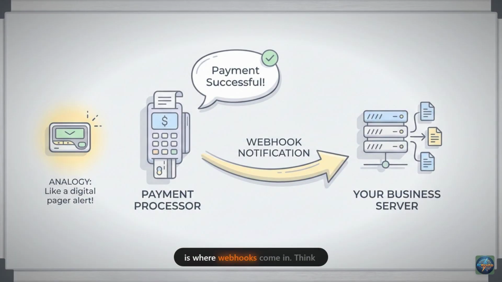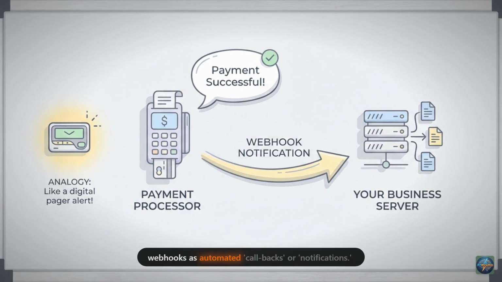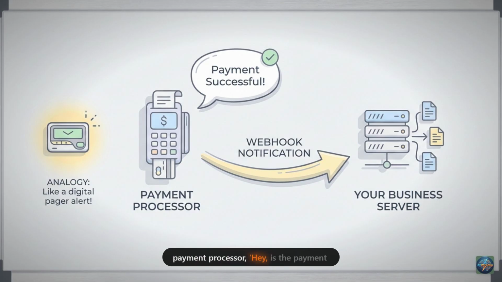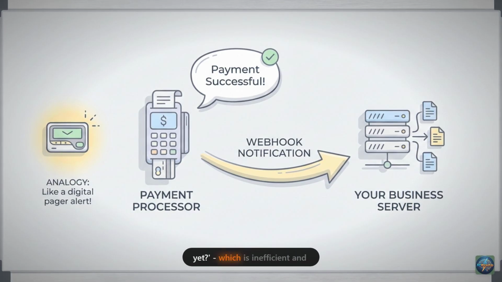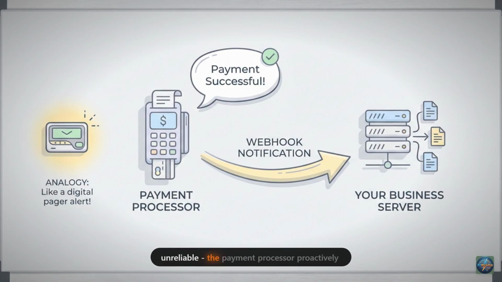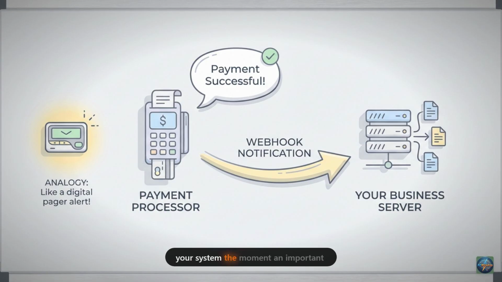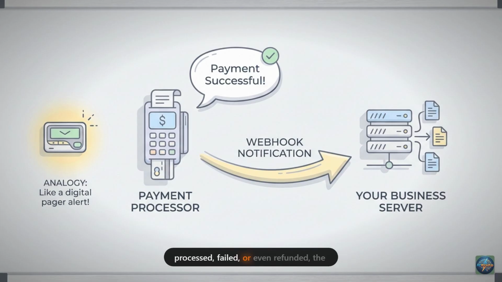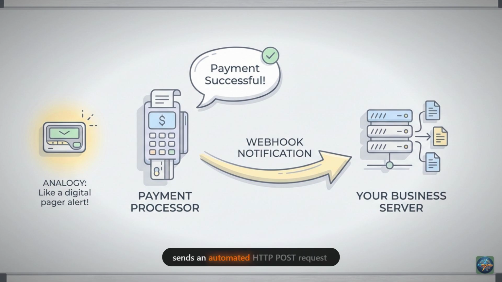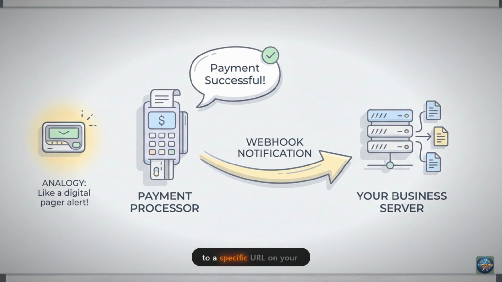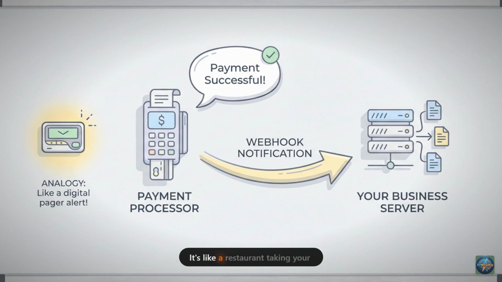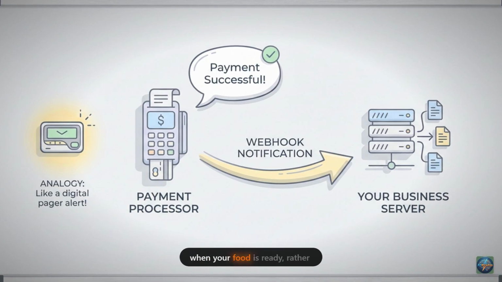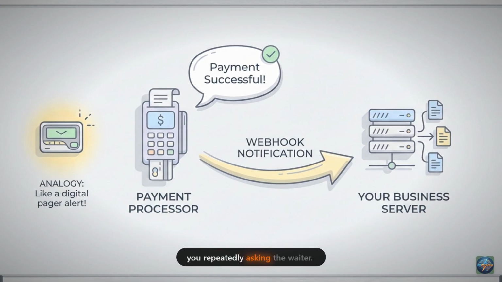This is where webhooks come in. Think of webhooks as automated callbacks or notifications. Instead of your system constantly asking the payment processor, hey, is the payment done yet? Which is inefficient and unreliable. The payment processor proactively tells your system the moment an important event occurs. When a payment is successfully processed, failed, or even refunded, the processor sends an automated HTTP POST request to a specific URL on your server. It's like a restaurant taking your order and promising to call your pager when your food is ready, rather than you repeatedly asking the waiter.